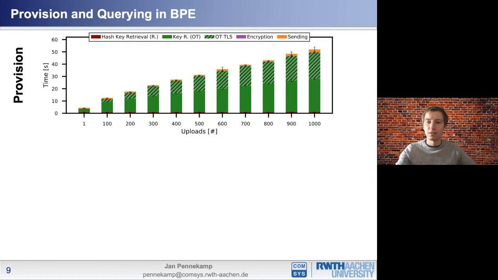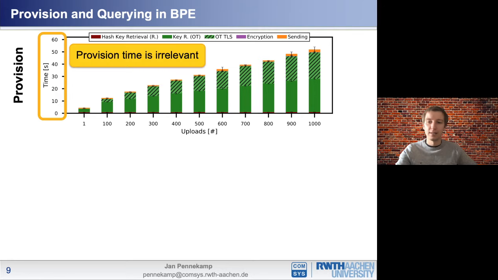Now, continuing with the artificial setting. So here, we first look at the provision phase, so where data providers offload their parameters to the platform. With an increasing number of records, the runtime increases. However, as we can see, the provision time is basically irrelevant because it's quite fast and it constitutes a one-time operation per data provider anyway.